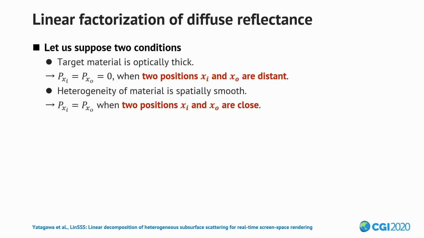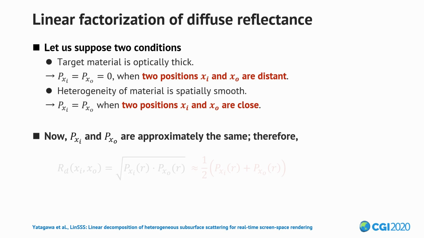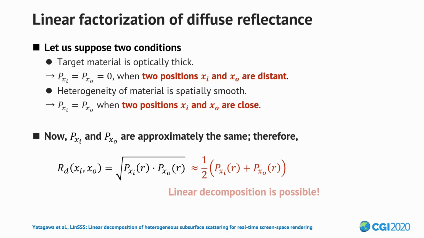Eventually, the values of two local scattering profiles will be the same both when the distance of the two positions is long and when it is short. Now the equality in the inequality between arithmetic and geometric means is approximately satisfied. The square root in the approximation form of the previous study is decomposed into a simple average of two profiles. In other words, the diffuse reflectance profile is linearly decomposed into the average of two local scattering profiles.